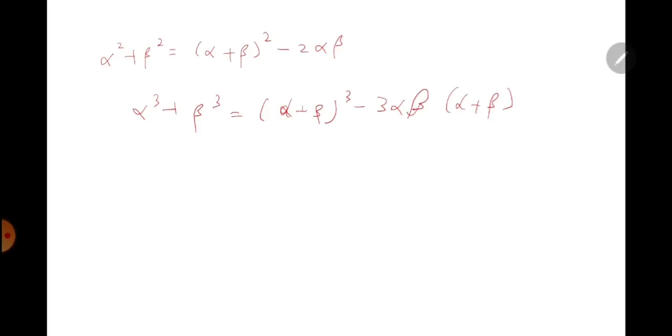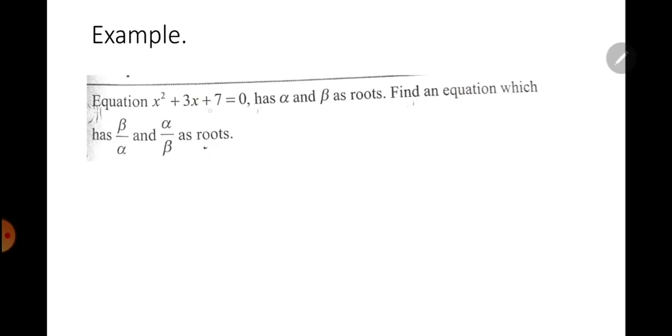Firstly, you have the equation x squared plus 3x plus 7 equals 0. This equation has alpha and beta as roots. Find an equation which has beta over alpha and alpha over beta as roots. You need to find the sum of roots, the sum of beta over alpha plus alpha over beta. So what will you get? Alpha beta squared plus alpha squared.